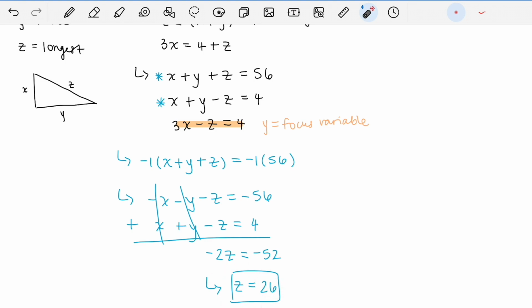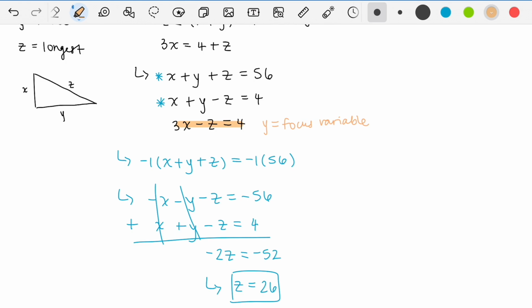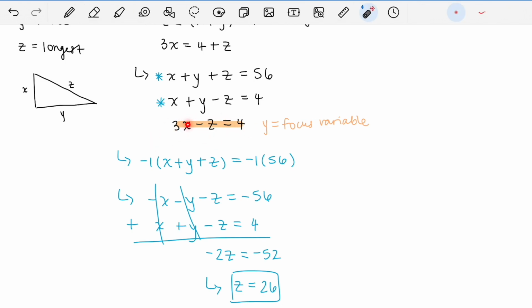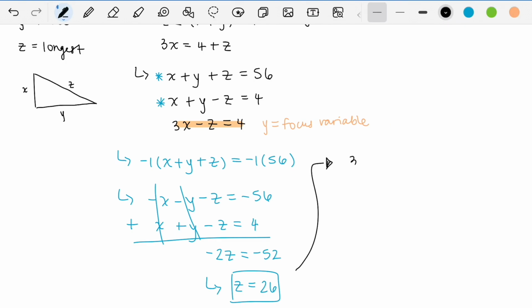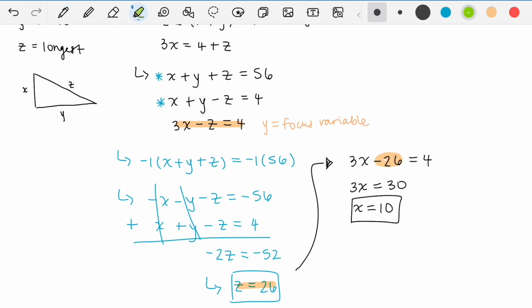So now we can just plug this value of z into this equation, because here we only have one unknown value, x. So plugging this z in will give us our x. We have 3x minus z is equal to 4. Just to emphasize, we're plugging in this z value here. So we're going to get 3x is equal to 30 by adding 26 on both sides. So the length of our smallest side is going to be 10. Now we have the length of our smallest side and our largest side, so we can just plug them directly into one of these equations here and then solve for our middle side.